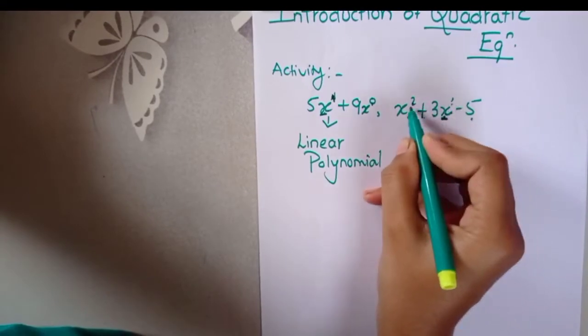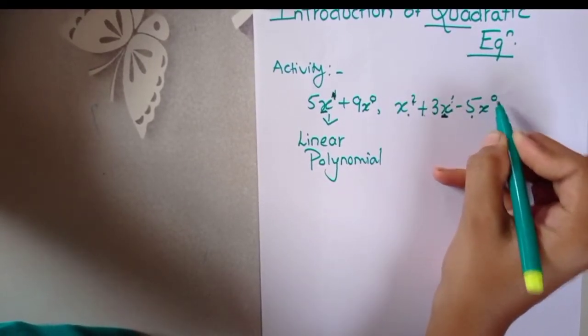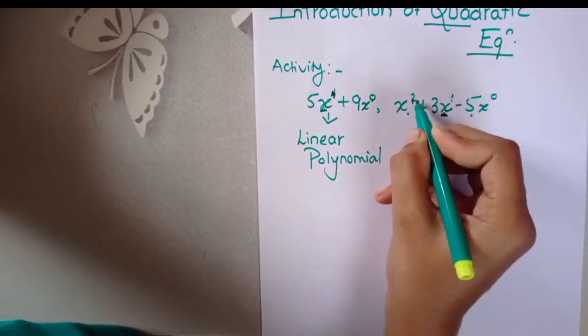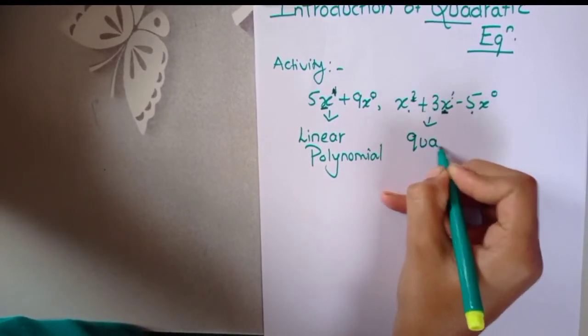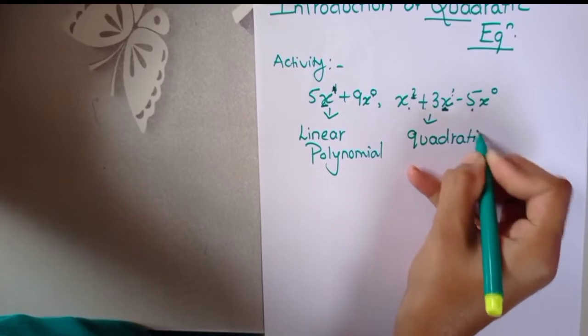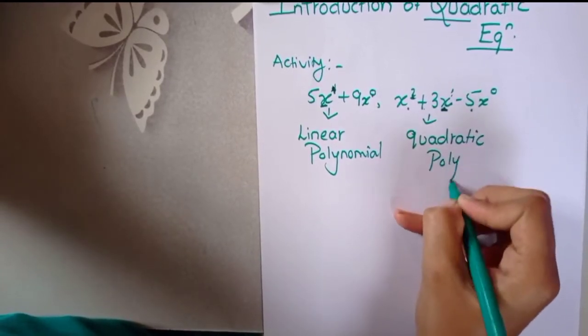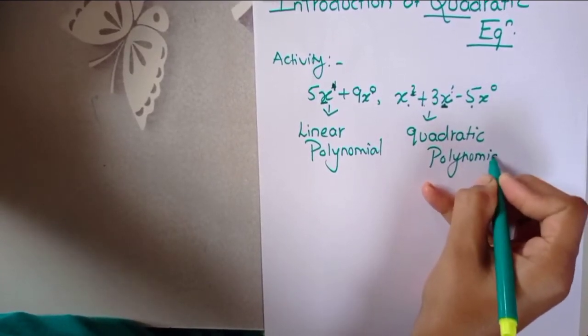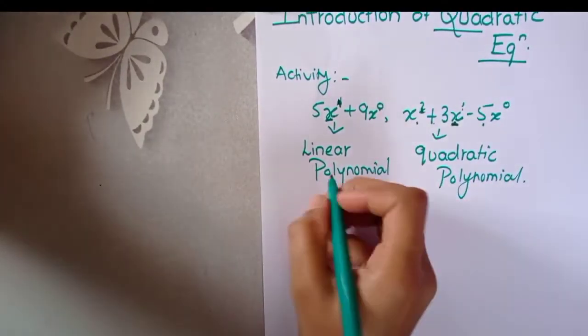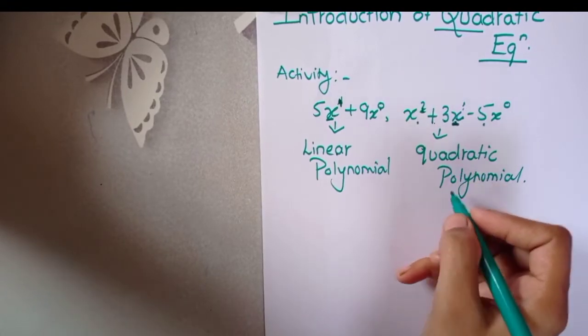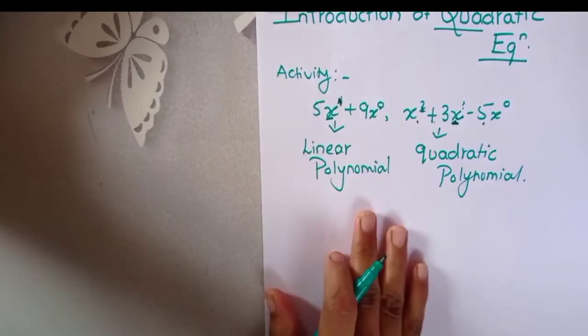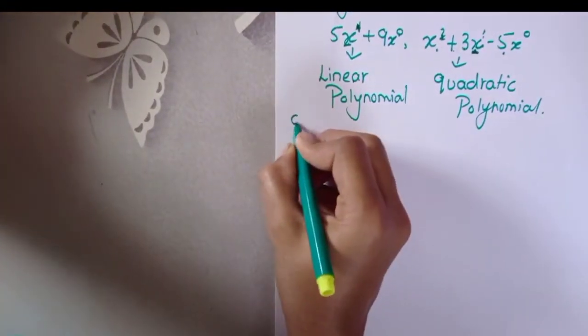Here the greatest degree of x is 2, therefore it will be a quadratic polynomial. In this way, we can differentiate between a linear polynomial and a quadratic polynomial. Now, quadratic equation.